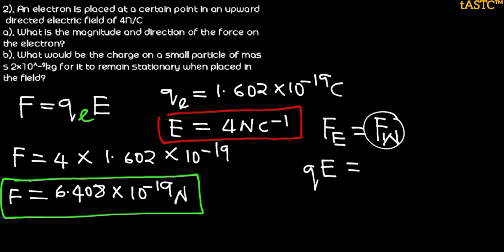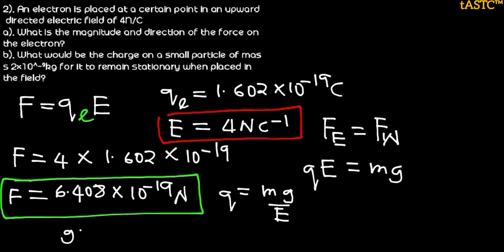And the weight, or the gravitational force, is as a result of the gravitational field, and that is written as mg. Now this is the mass of the charge. We were not given the charge, but we need to find out the charge. Now Q is going to be equal to mg divided by E. Now we know that g is 9.8 meter per second squared, and so we need to plug all that in.